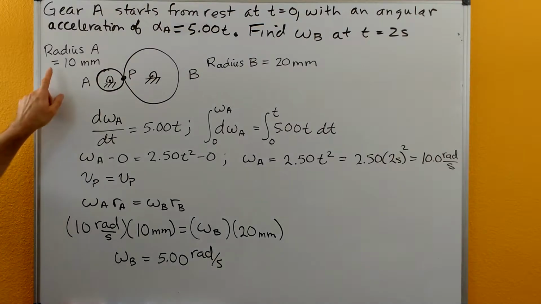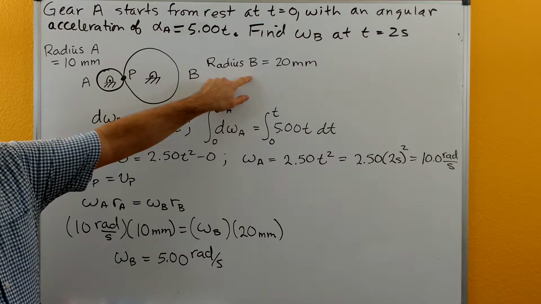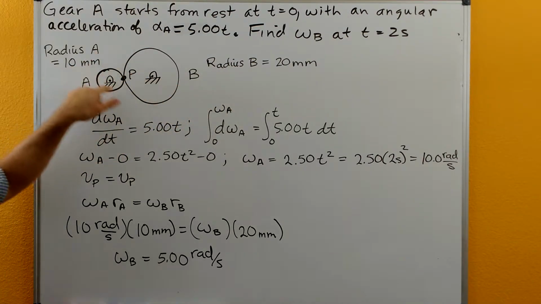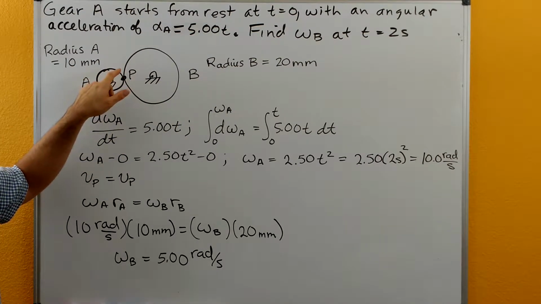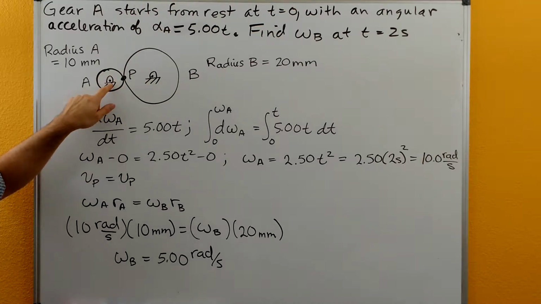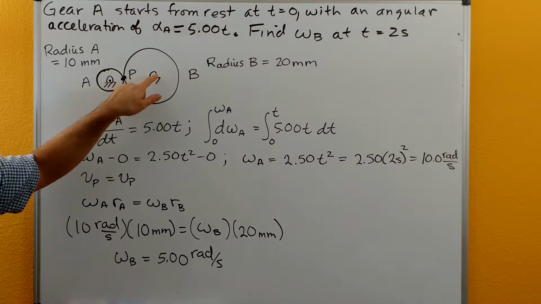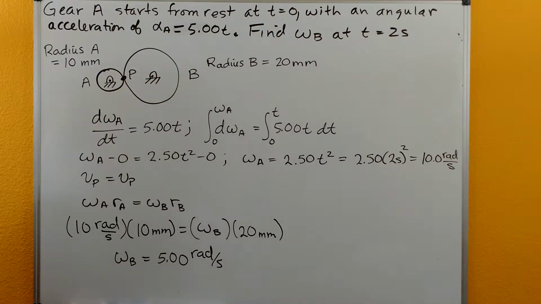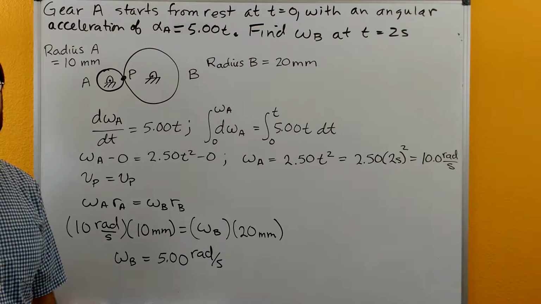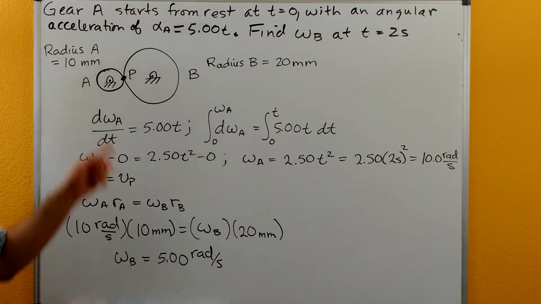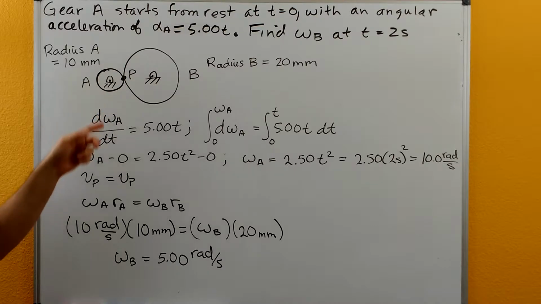seconds. Gear A has a radius of 10 millimeters, gear B has a radius of 20 millimeters, and each of the two gears is undergoing rotation about a fixed axis. A is fixed about this point, and B is fixed around this point. So our first step is just to figure out the angular velocity of the smaller gear here, A.